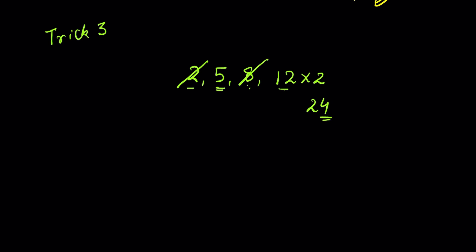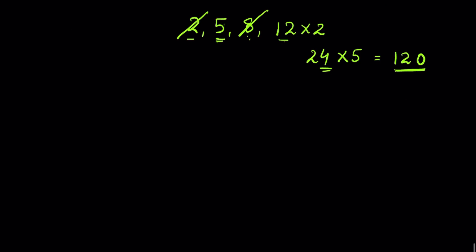5 is a prime number, which has only two factors, 1 and the number itself. So the LCM will be 24 times 5. 5 times 4 is 20, 2 is carried over, so 120. 120 is the LCM.